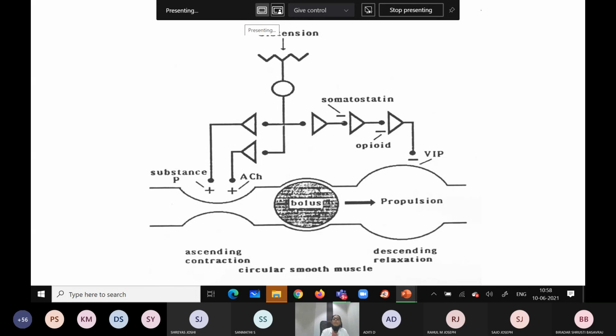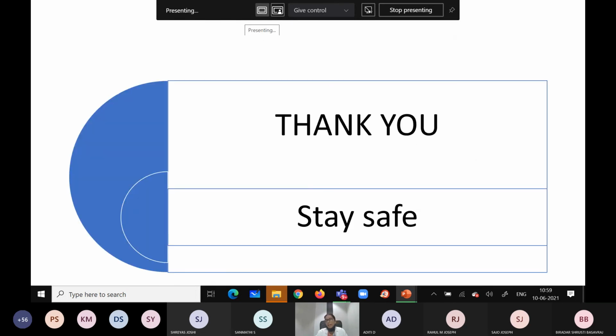Okay, so this is about the movements of the small intestine. So we will finish here. Any doubt? I hope it's very clear to you, the movements of stomach and intestine. Go through whatever books you have, make your own notes. Still, if you have any doubt, you can ask me.